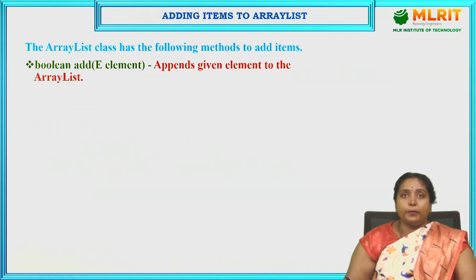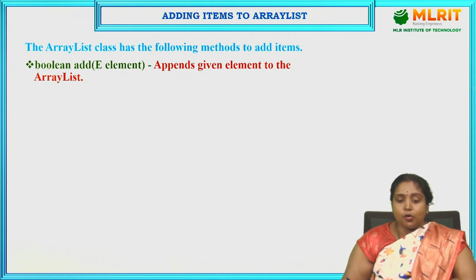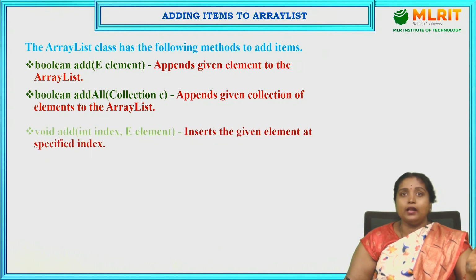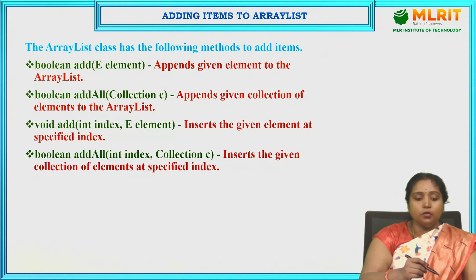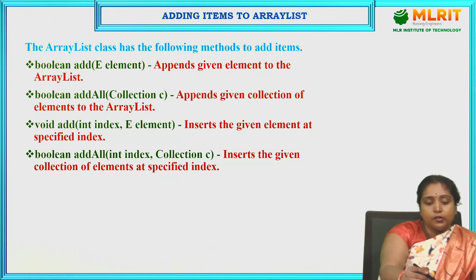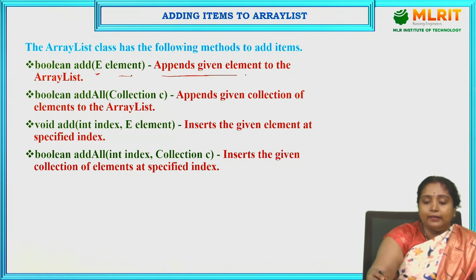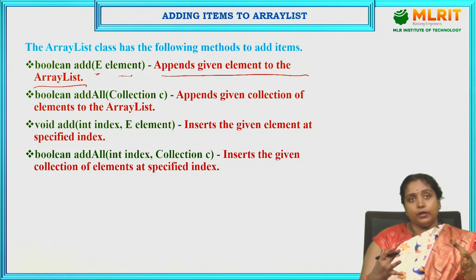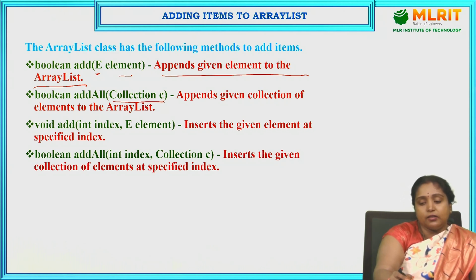Coming to the operations that you can perform on ArrayList, the first operation is adding elements to ArrayList. In order to add elements to ArrayList, you have any number of methods here. The first one is when I just want to add one single element: add(E element). E is a type parameter element. So it appends the given element to the ArrayList. And if I want to add multiple elements, directly you can have a collection C. So it appends the given collection of elements to the ArrayList.